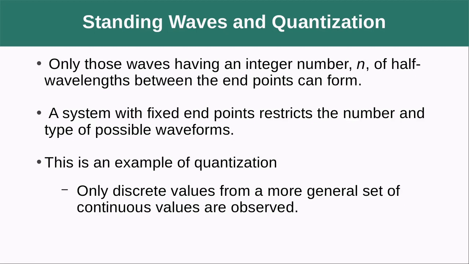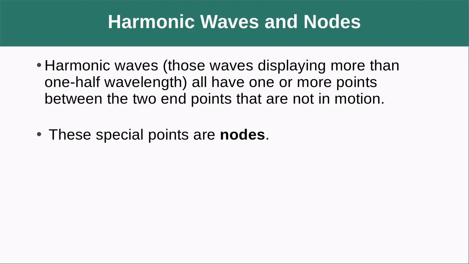Basically what happens is if you have a standing wave, the standing waves can't just be any number of waves between 2 points. It actually has to be what they call half integers, or n times 1/2 wavelengths between the two endpoints. So this only leads to discrete values that are possible. And we can even have a special case of the harmonic waves in which some points between the two endpoints are not in motion. These are known as nodes.